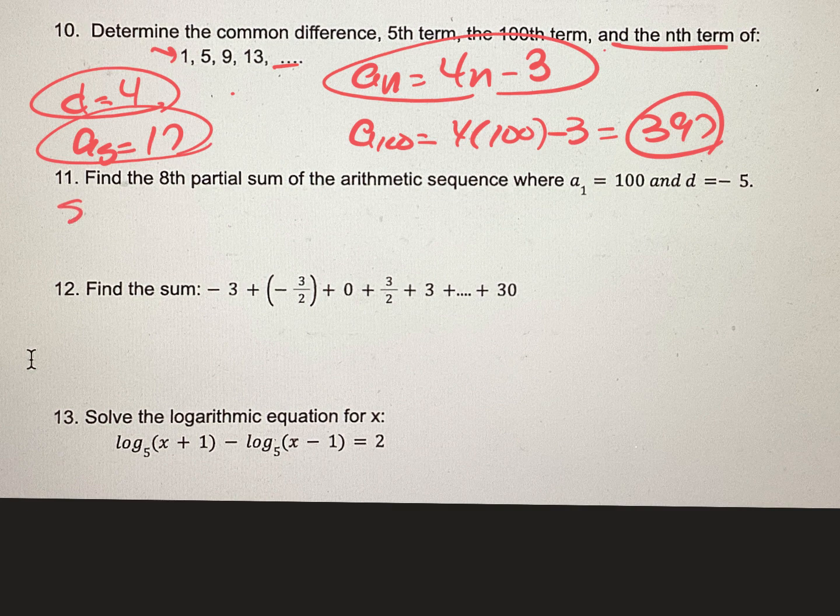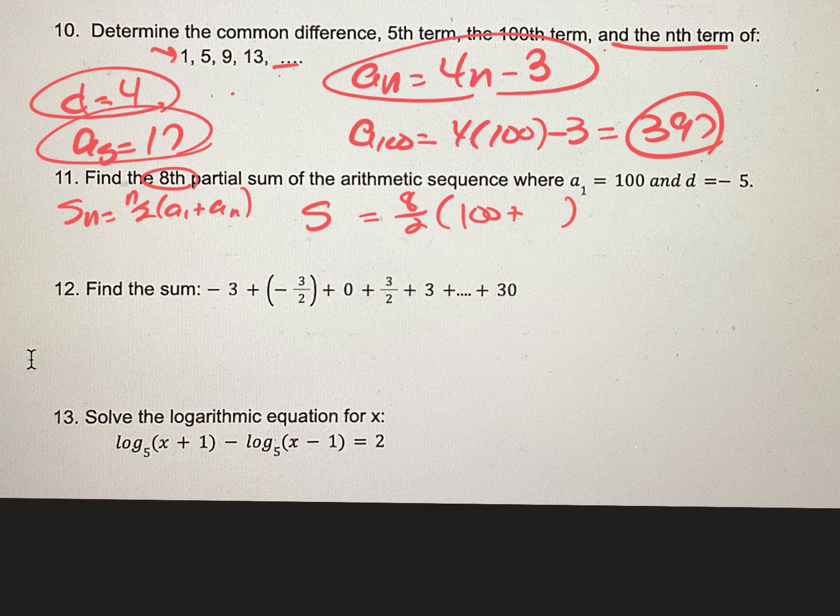Number 11, find the 8th partial sum of that sequence, where it's an arithmetic sequence. And because it's arithmetic, we can use our formula, which is this right here. What I don't know on this one is how many terms there are. Okay, so when I set this up, I'm not sure what my n is. I do know the first term is 100. There's 8 of them. Sorry about that. I do know how many. There's 8.